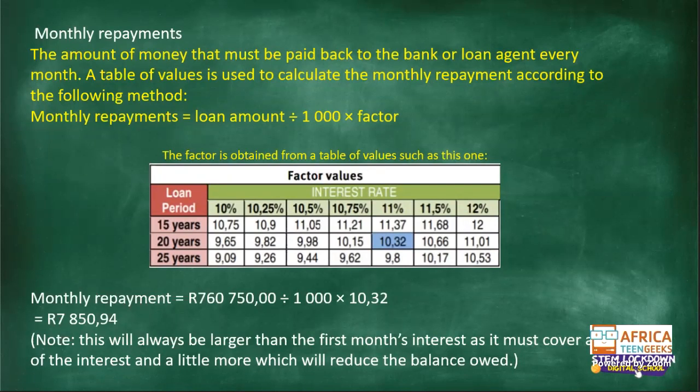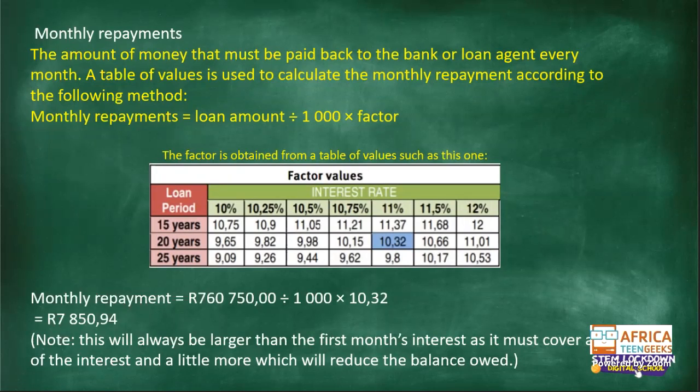And then, of course, the values found in the spreadsheet or in the table, from 10.75 right up to 10.53, are called factor values. And where do they fit in this whole process? When you want to calculate the monthly repayments, you will use the factor value.